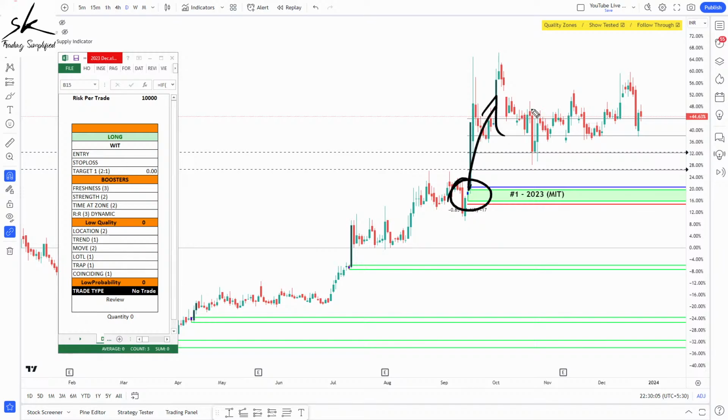After leaving the zone, price has never been back to the zone, which definitely makes it a fresh zone for us, and a fresh zone always gets a score of 3. If you talk about the strength, we have an explosive move, and an explosive move gets a score of 2.